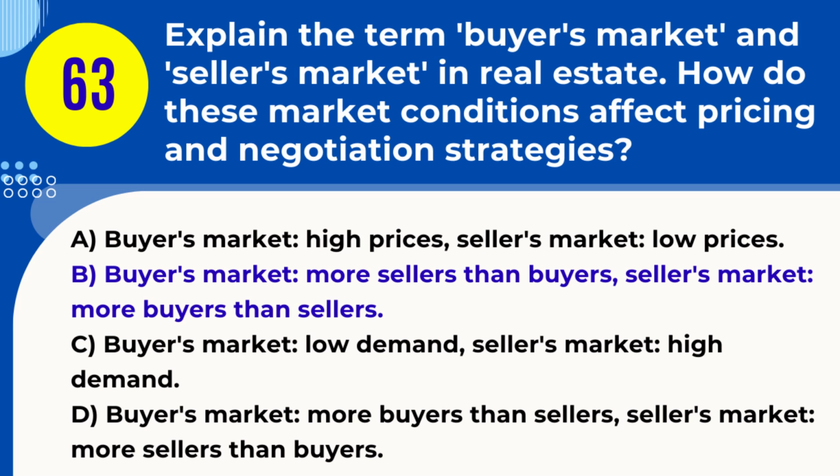Answer: B. Buyer's market: more sellers than buyers, seller's market; more buyers than sellers. Explanation: in a buyer's market, there are more sellers than buyers, leading to lower prices. In a seller's market, there are more buyers than sellers, often resulting in higher prices.